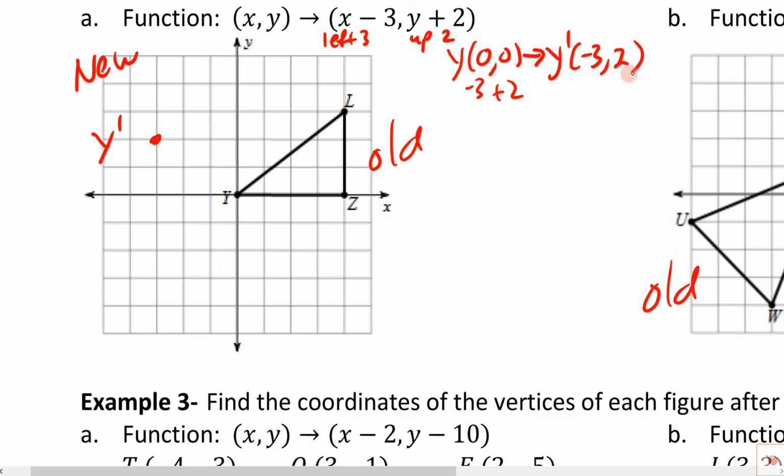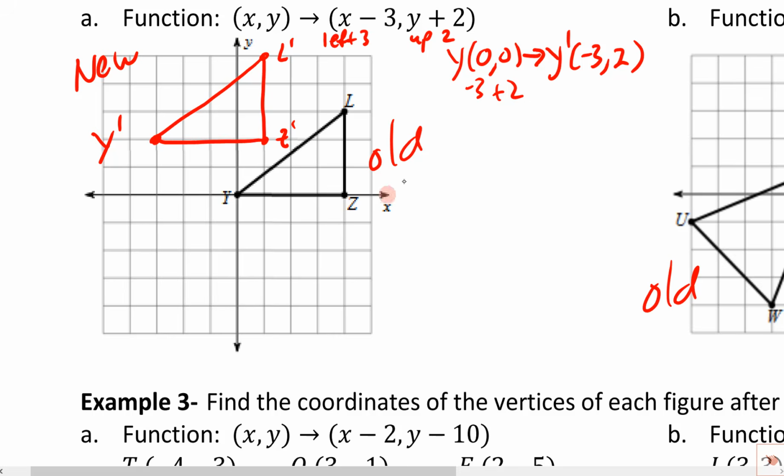So we can do this point by point like this, or we can just say, hey, I'm going to take every one of the x's and I'm going to move them left 3. See how this is kind of shorthand for what we were talking about on the other page? So we're going to go left 3 and up 2. So I'm going to put that right there. There's Z prime. Left 3 and up 2. So we're going to put that right there. That's L prime, and then we're going to connect the 3 of those.